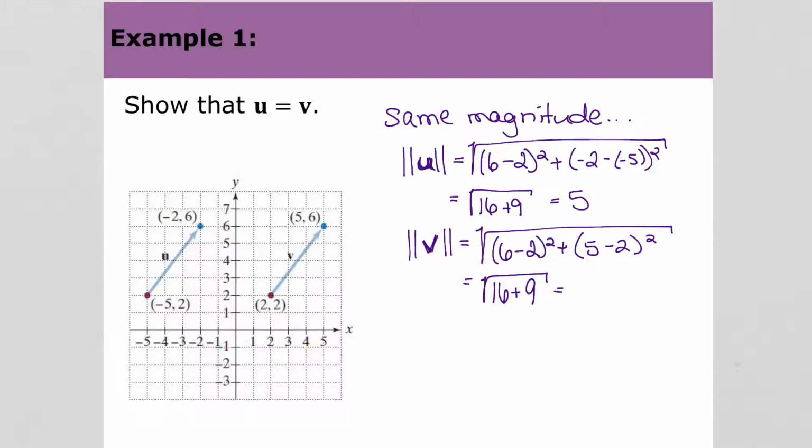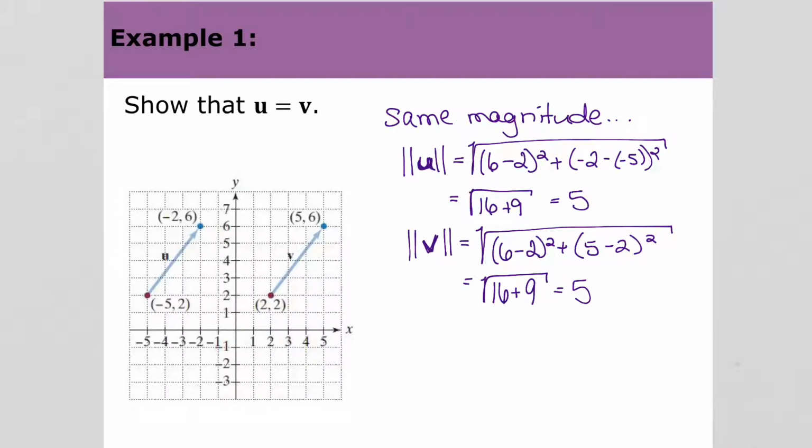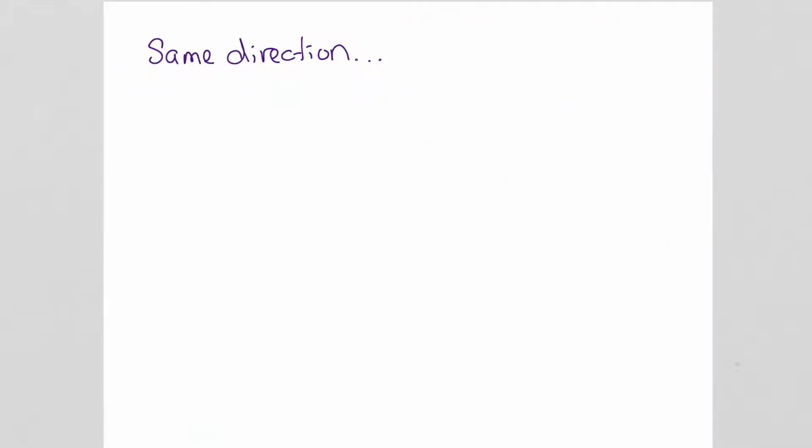Okay, square root of 25 is 5. Next, we have to show that they have the same direction. Now, how do we do that? Well, these two lines would be heading in the same direction if they have the same slope, the same rise over run. So we're just going to look at the slope.